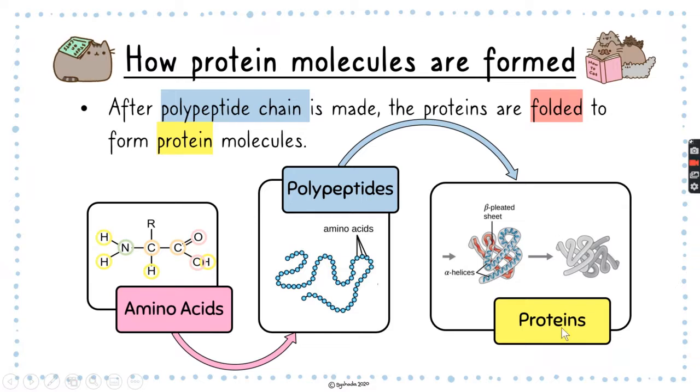a protein molecule. You're going to learn about folding a protein, for example, beta pleated sheets and alpha helices. This is what you're going to learn in sixth form, so don't worry about it too much for now. Just want you to know that after you fold the polypeptide chains, you actually get a protein molecule. Proteins have 3D shape because they are made up of different folds.